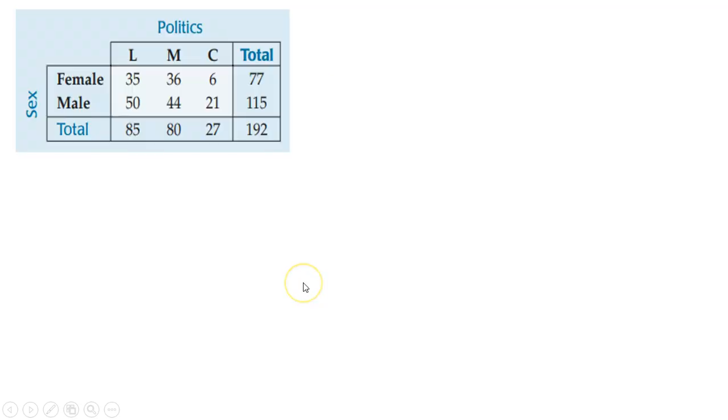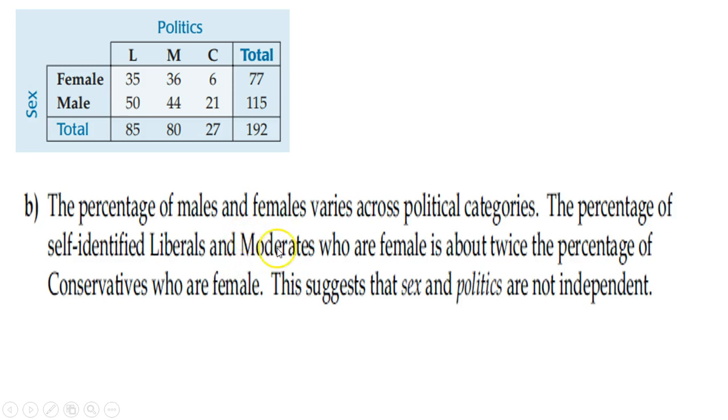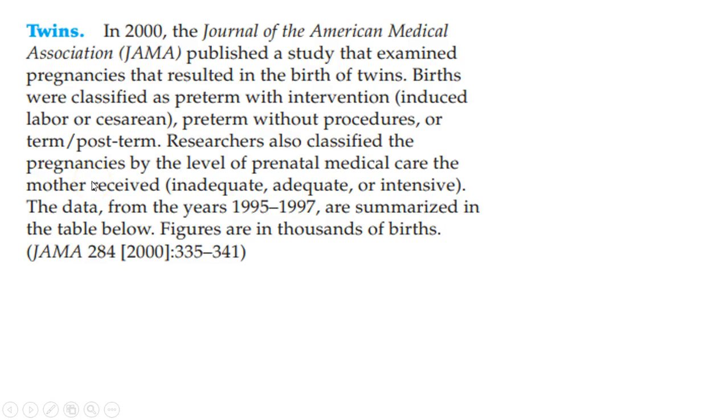The same with liberal. Let's look at these. But the percent of males and females varies across them. The percentage of self-identified liberals and moderates who are female is about twice the percentage of the conservatives. This suggests that sex and politics, for the most part, are independent of each other. You can't completely compare. The only thing that I could see from this is that if you are labeled conservative, it is more likely that you are male than female. But otherwise, it didn't really show us anything else.